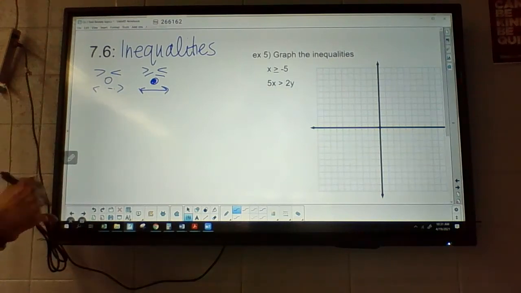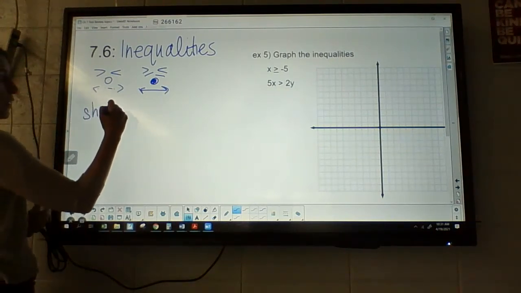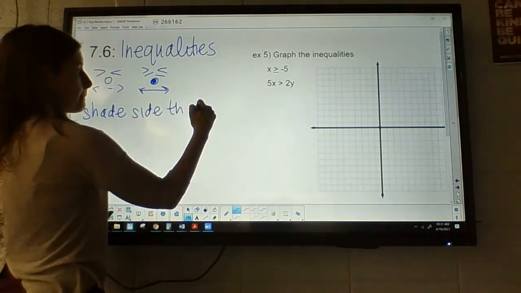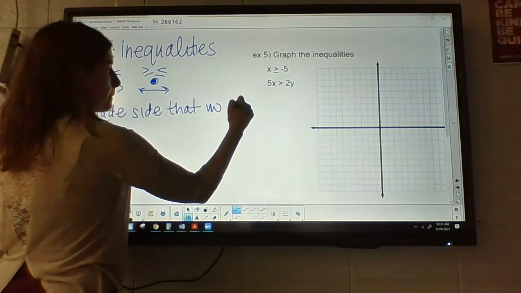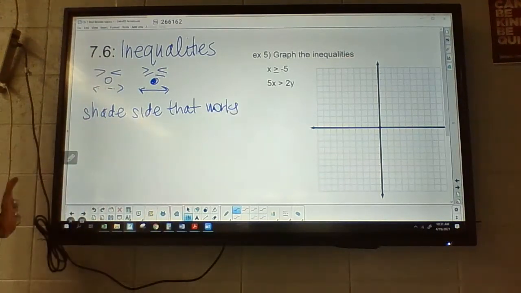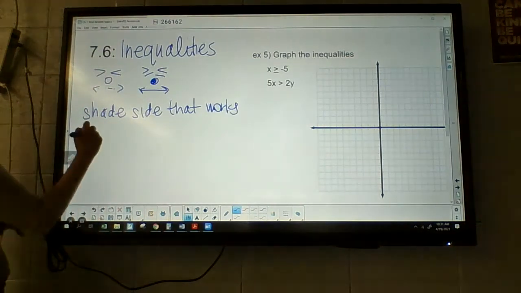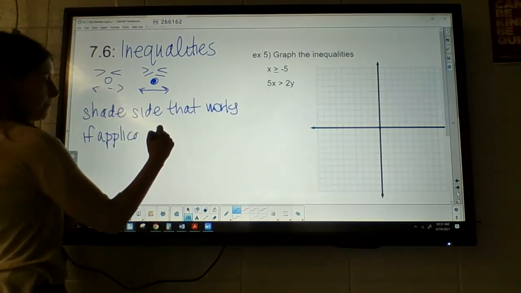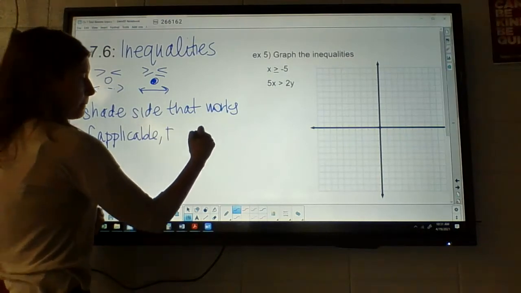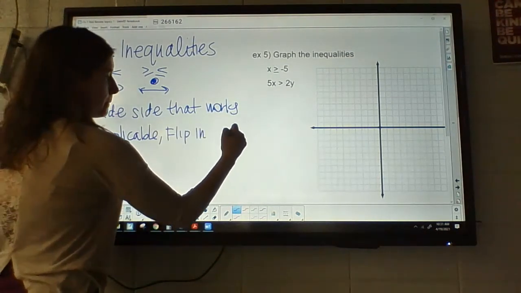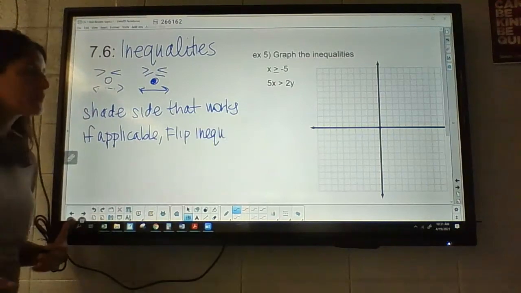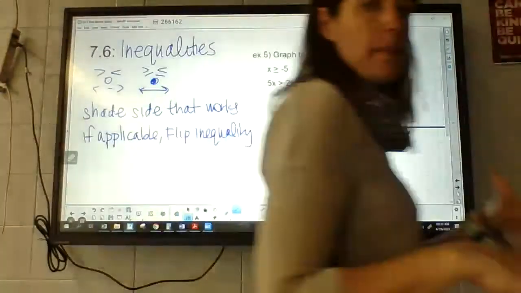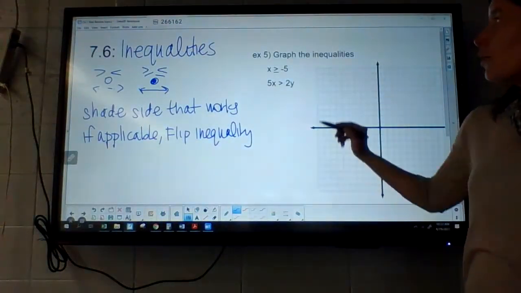We have to remember to shade using a test point, so shade the side that works. Remember, we're going to flip the inequality if applicable. That's when we multiply or divide by a negative. So if you don't have to do that, don't worry about that. So we're ready to graph this.